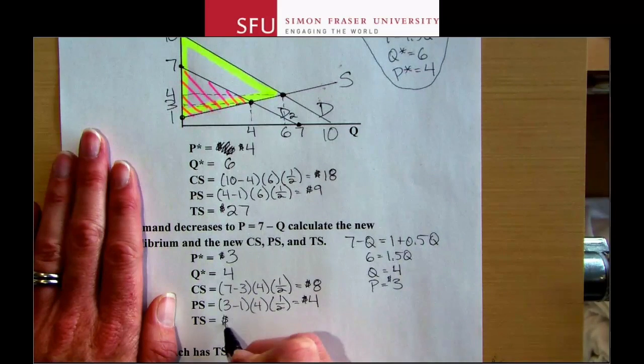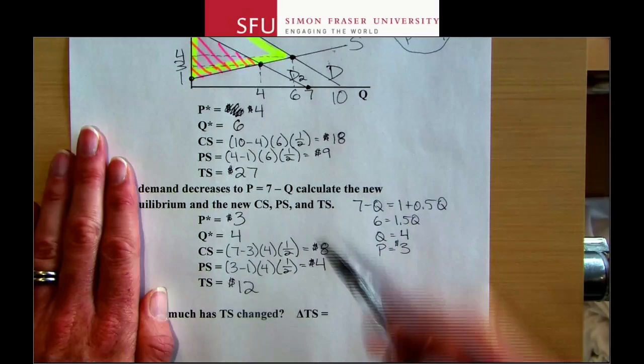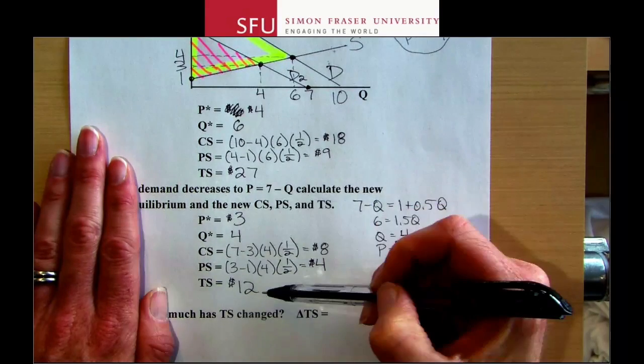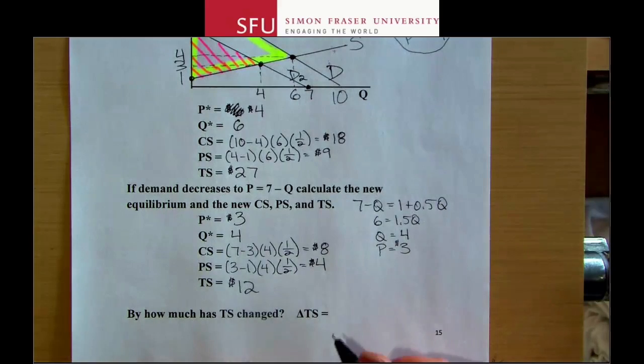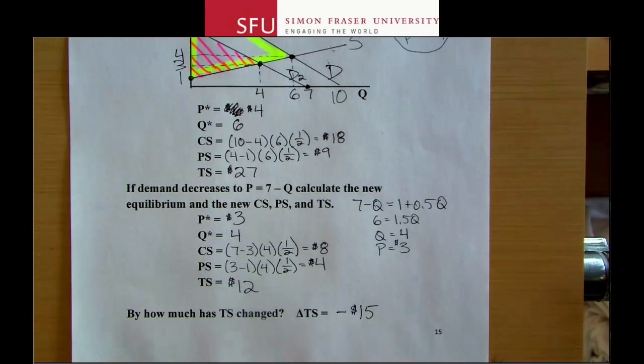And that's only a total of $12 of total surplus then. So the surplus was 27 and now it's 12. So delta TS, the difference would be minus 15. Good. Okay. Any questions?